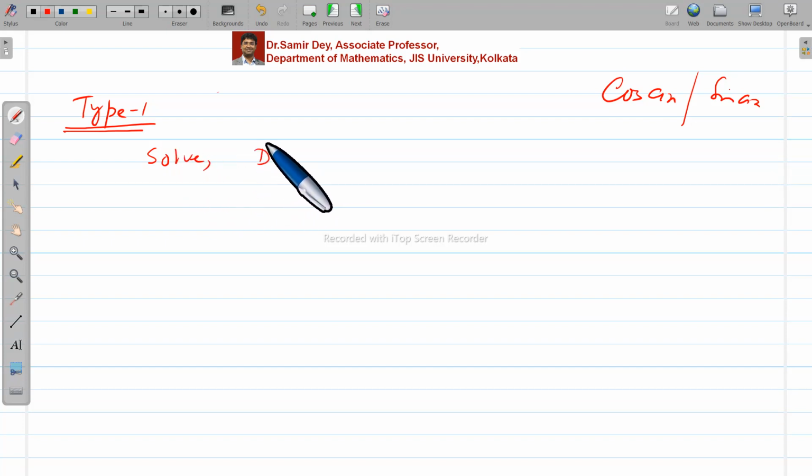Suppose the question is: solve (D square plus 4)y is equals to sine x. So already you know it is a higher order differential equation with constant coefficients. If you want to solve this differential equation, we need to calculate first CF then PI. In my last lecture I already gave the information about the CF. Now I'm talking only about the PI calculation. So here our main focus is to calculate the PI part.